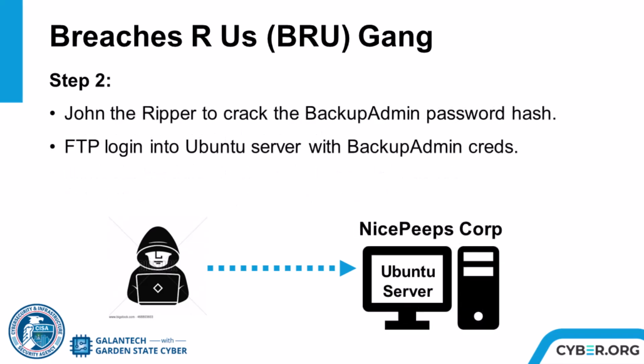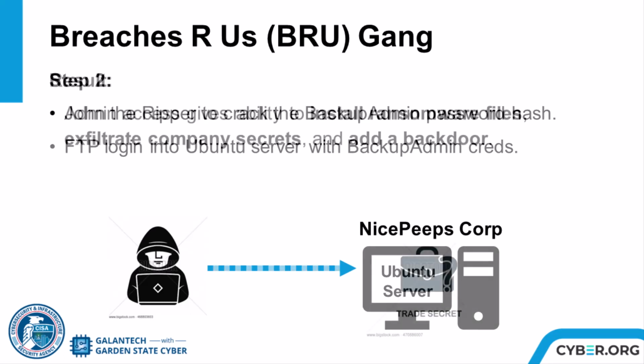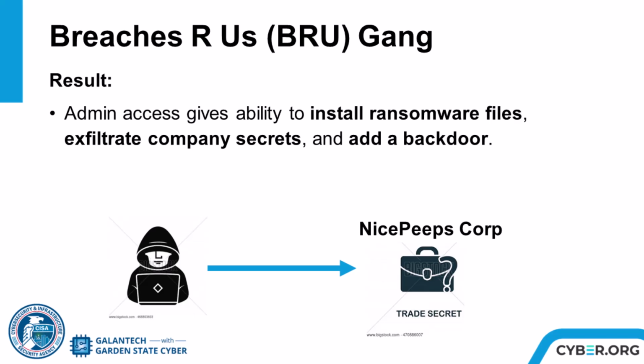Step 2. The BRU gang uses John the Ripper to crack the backup admin password hash. They then use FTP to log into the Ubuntu server using the backup admin credentials. The result is the BRU gang now has admin access. This gives them the ability to install ransomware files, exfiltrate company secrets, and add a backdoor to Nice Peeps Corporation.